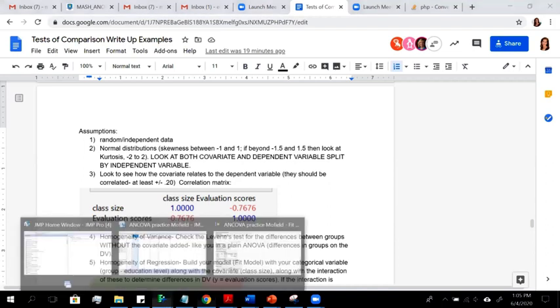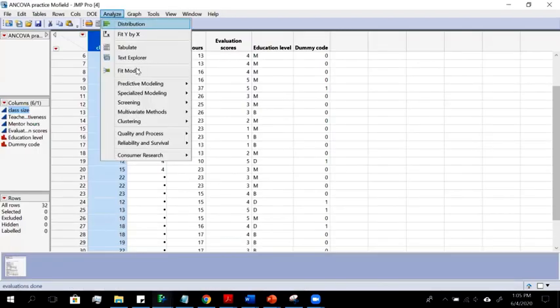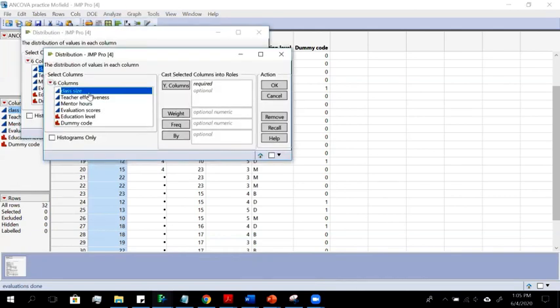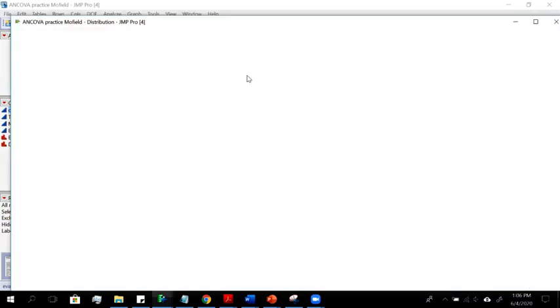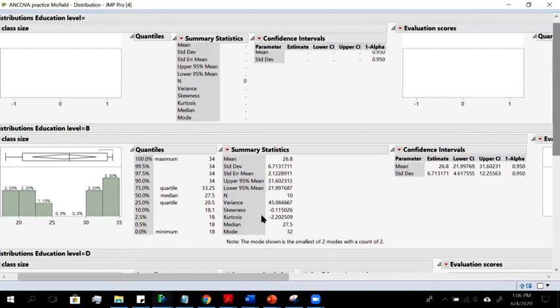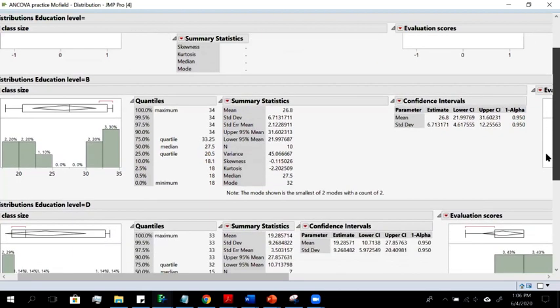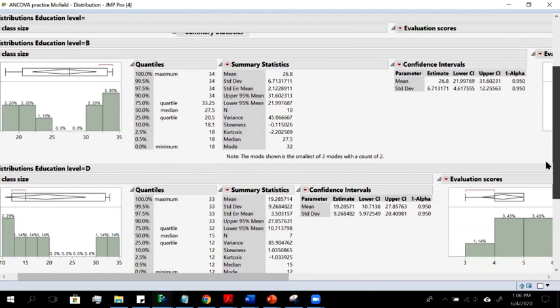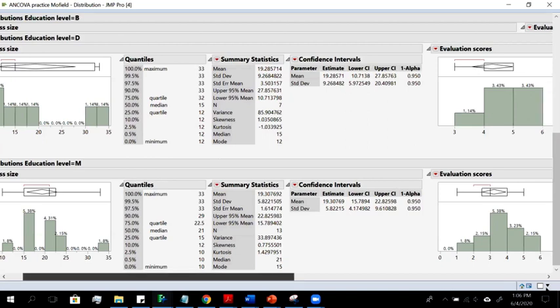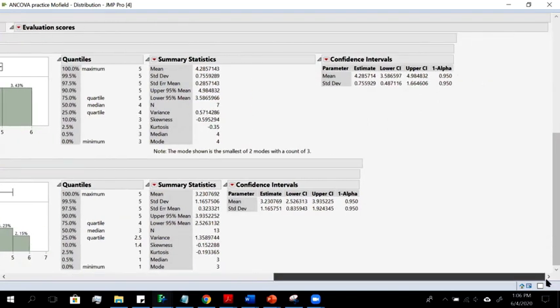So to remind you how to do that, you go analyze, distributions, and then you put in both your covariate and your dependent variable. And we're going to split that by educational level, by the independent variable. And what I do, I'm going to skim, and skewness here is a negative 0.11. I'm good. Look at skewness for doctoral level. It's right there at a 1. Skewness for masters, right there at a 0.77. So I'm good.